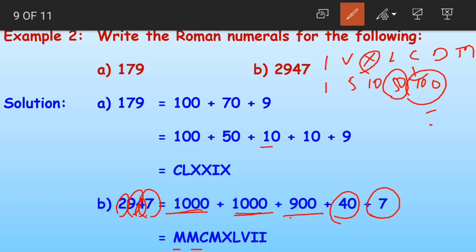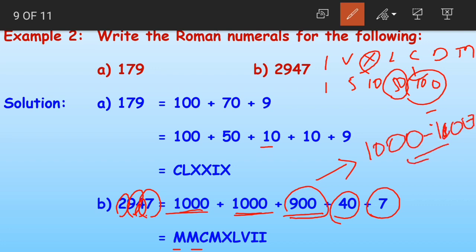Then we have 900. Now how do we write 900? We write 900 as 1000 minus 100. Now when I say 100, I mean C, and when I say 1000, I mean M in the Roman symbols. So 1000 minus 100 is written as CM, which is nothing but our 900 here. Clear, children?